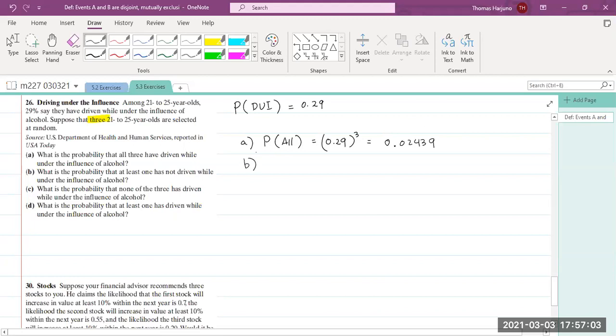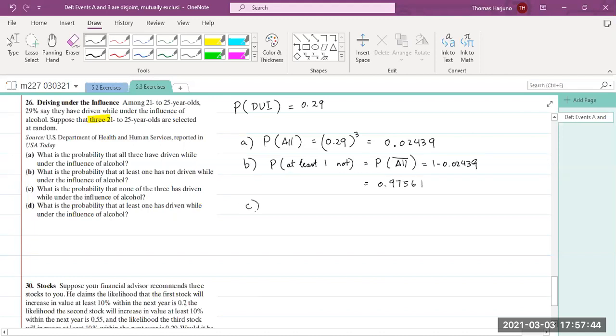Part B, what is the probability at least one of these 3 has not? So at least one not. That's the same as saying the probability that not all, like not all 3 have that history of driving under the influence of alcohol. That's 1 minus 0.02439. That is 0.97561.